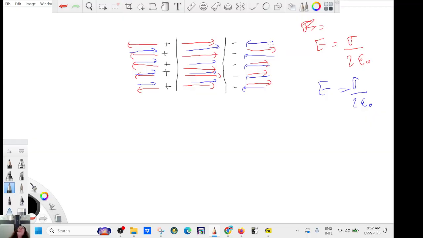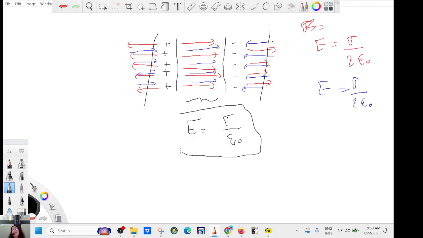You have 3 to the left and 3 to the right. So that's going to be 0. 3 minus 3 is 0. Same thing. Left, right, left, right, left, right. Bye-bye. And here they add up. So the electric field between the plates of a capacitor will be, you have 1/2 and 1/2. It's going to be sigma over epsilon 0. So that's going to be the electric field between the plates of a capacitor.